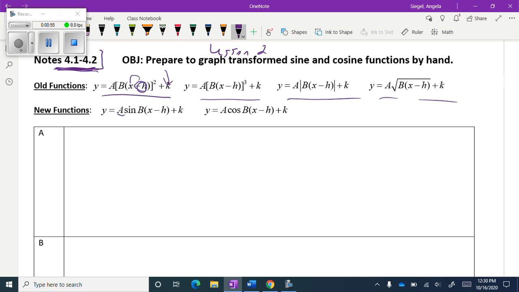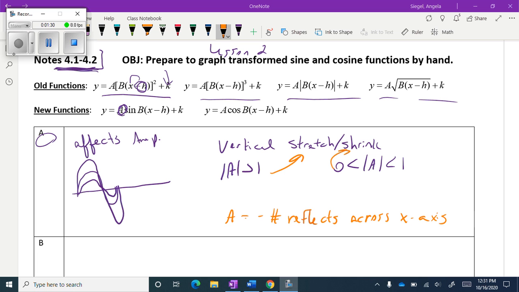So the first letter I want to focus on is A, because we talked about that the other day. A is going to affect our amplitude, and so it's going to stretch your graph. If a regular graph goes like this, it's going to stretch it by a certain factor. If it were like 1/4, it might actually be smaller, but it does different things to that. Let me write the stuff next to it. Okay, so here's everything I've said about it.